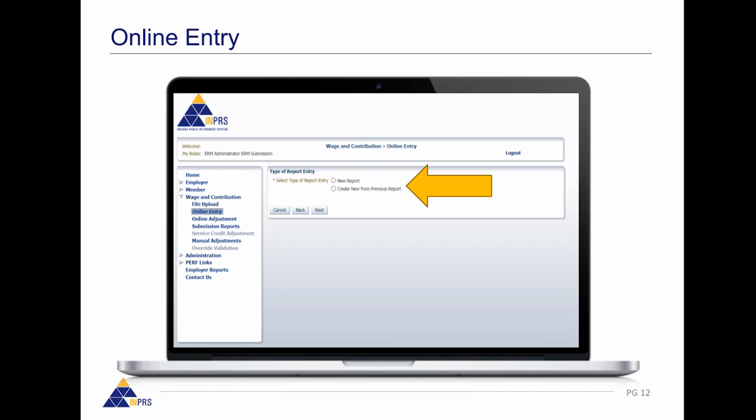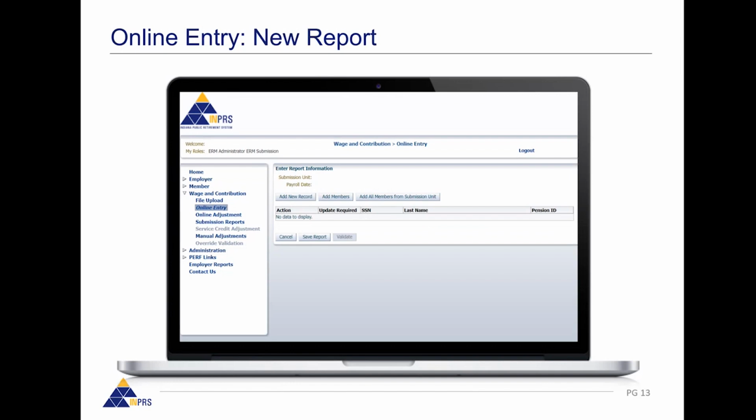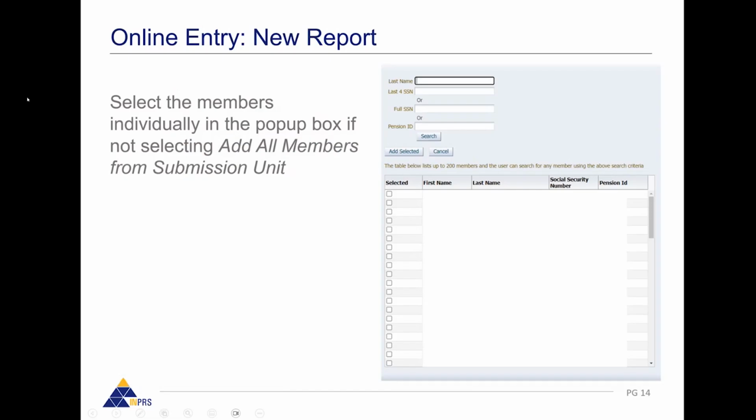But with the new report, this is what it looks like at the default. It's not pulling in anyone in particular. You'll have to click the add members button to get everybody onto the report that you need. And this is what that screen would look like when you go to add in your members.